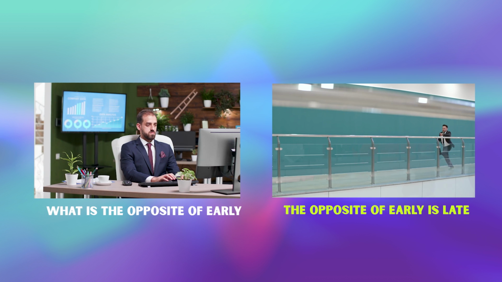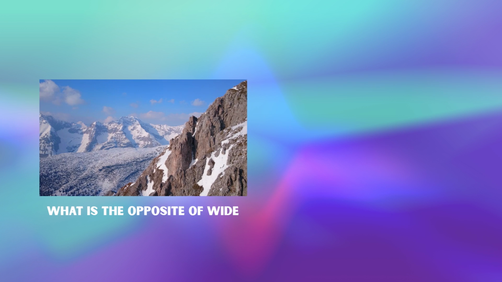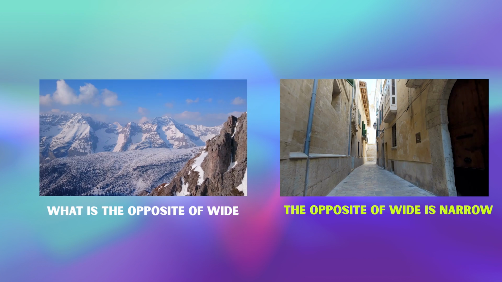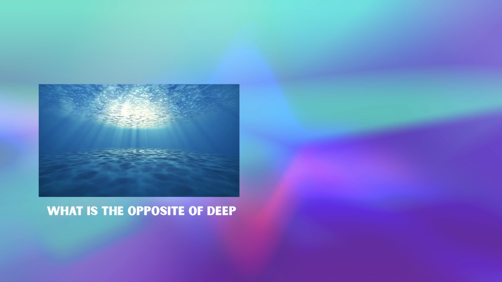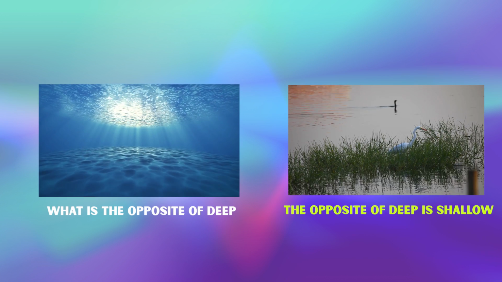What is the opposite of early? The opposite of early is late. What is the opposite of wide? The opposite of wide is narrow. What is the opposite of deep? The opposite of deep is shallow.